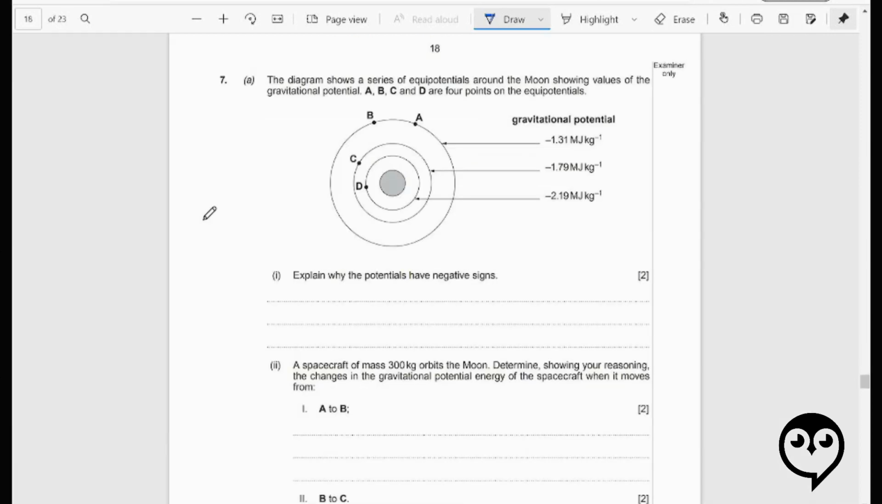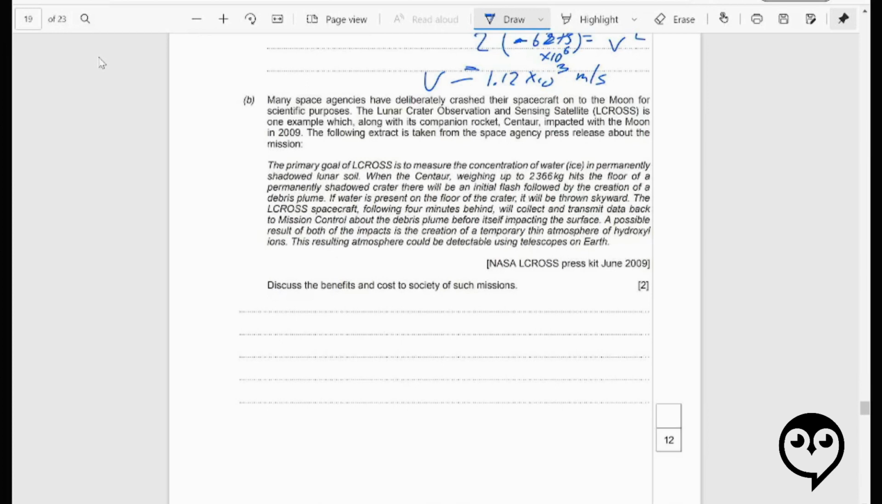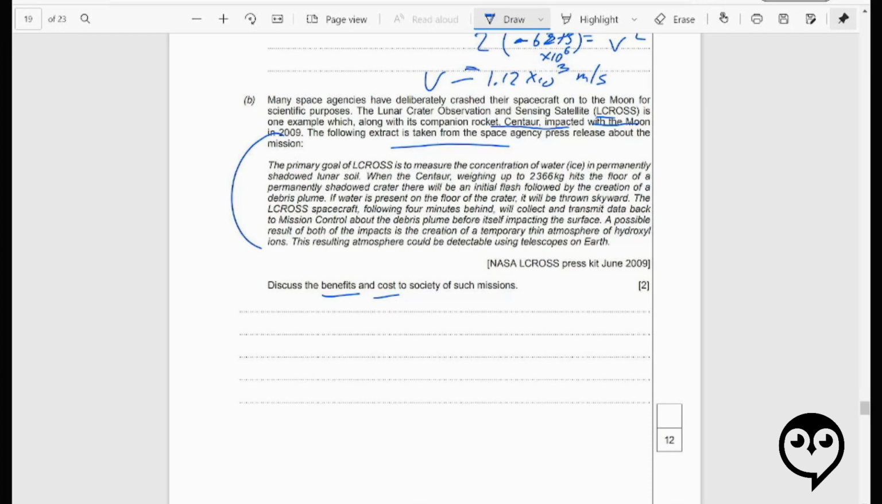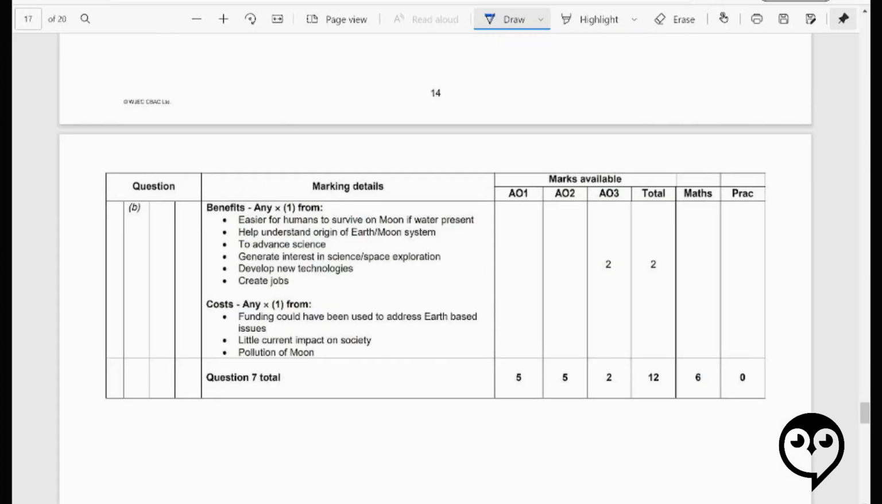Okay, and on the same paper, we've got a question here. This is the kind of thing that's unique to WJEC. They're going to ask you to discuss the benefits and cost to society of such missions. This mission here was about the LCROSS impact on the moon. I'll let you pause and read that. You come up with two things for what the costs and benefits are. Right, I've given you enough time, or you've unpaused it.